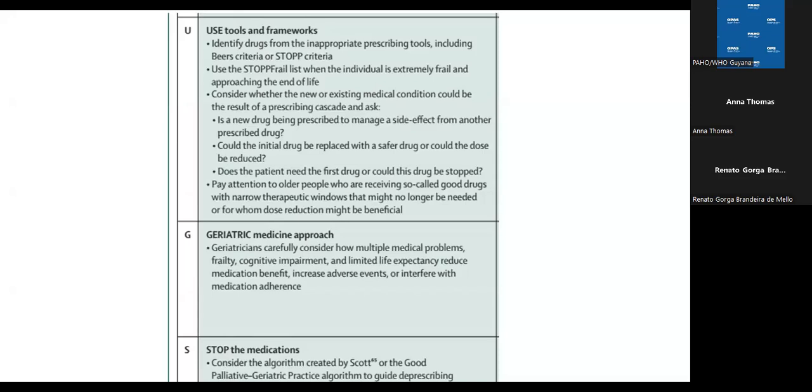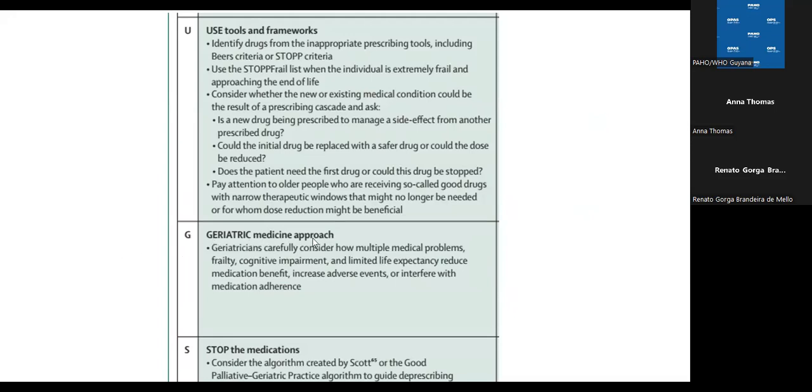Pay attention to all the people who are receiving so-called good drugs with narrow therapeutic windows that might no longer be needed or for whom dose reduction might be beneficial. One example here is digoxin, or warfarin, or anticonvulsant medication.